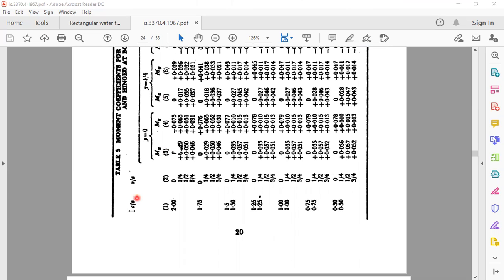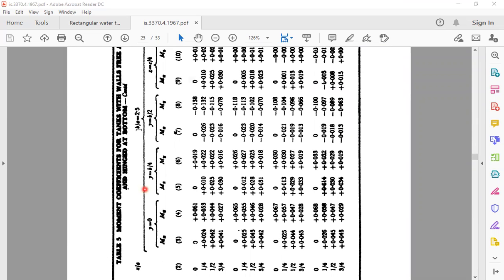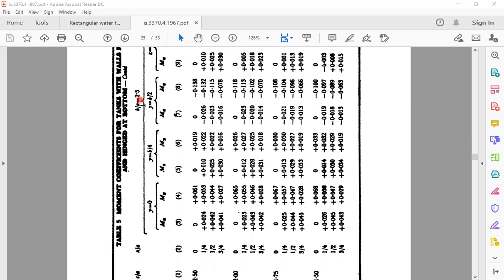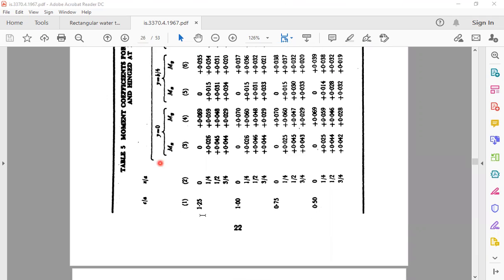C by A, C means it is width, right? B means the length. So for the different length to height ratios, we have the parameters of this B by A. B by H means width to height. So this is for the 2.5 value of B by A. For our calculation, it will be length by height, L by H equal to 2.5. So we have continued with 2.5 for the different values of this. It starts with 3.